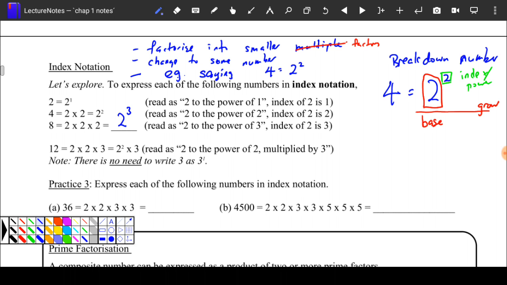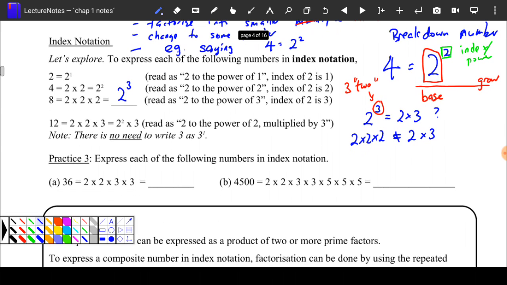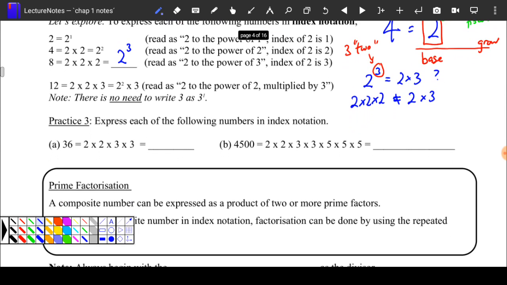Okay, so my question is this. Is 2 to the power of 3 equals to 2 times 3? No, because the 3 is saying that there are three 2s. Three 2s, right? So this one is actually 2 times 2 times 2, whereas this is actually 2 times 3. So this is not equal. So far clear? Okay. Alright, so let's practice a while.